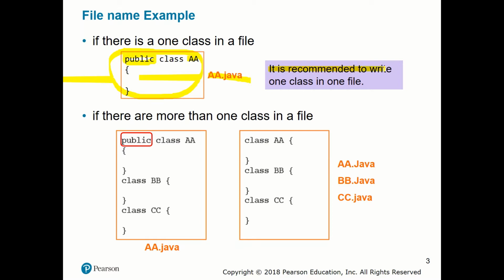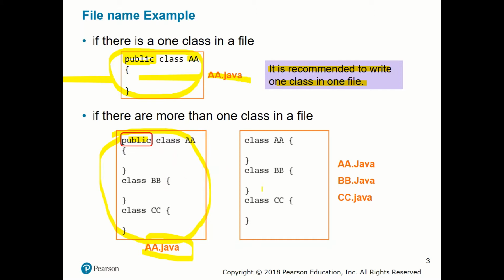And it is recommended to write one class in a file. However, sometimes there can be multiple classes in a file. In that case, only one class can be declared public. So like this, there are three classes. In this case, only one class can be declared as public, and the public class name must be the file name. So if you write like this, and if you make this file BP.java, then a compile error will occur. So always, if there is a public class, then the class name should be the file name.